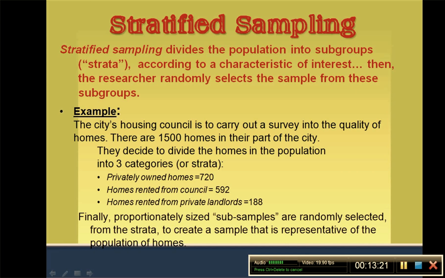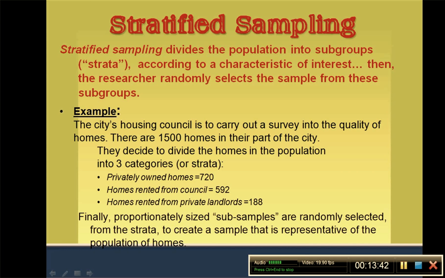Okay, so proportionately sized subsamples are then randomly selected from each strata, and we put them all together and get our overall sample for our study. This is just a real basic example of stratified sampling. We can definitely get a lot more technical, but this is basically the thing.